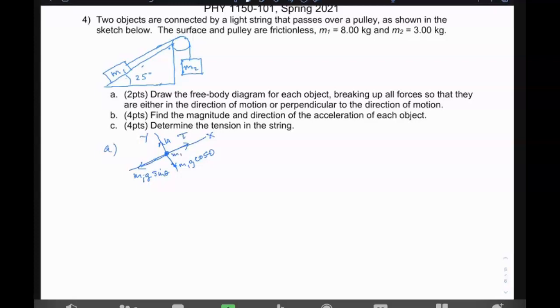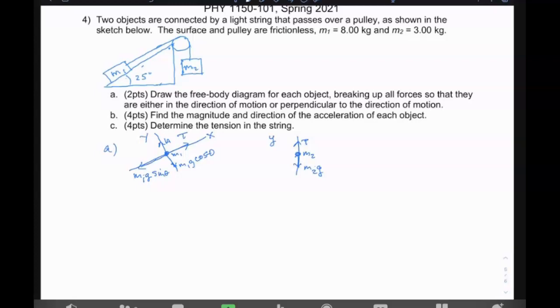Now let's do mass 2. Well, its motion is only in the y direction. It has the tension acting up and m2g acting down. All right, so that's all there is to part A.